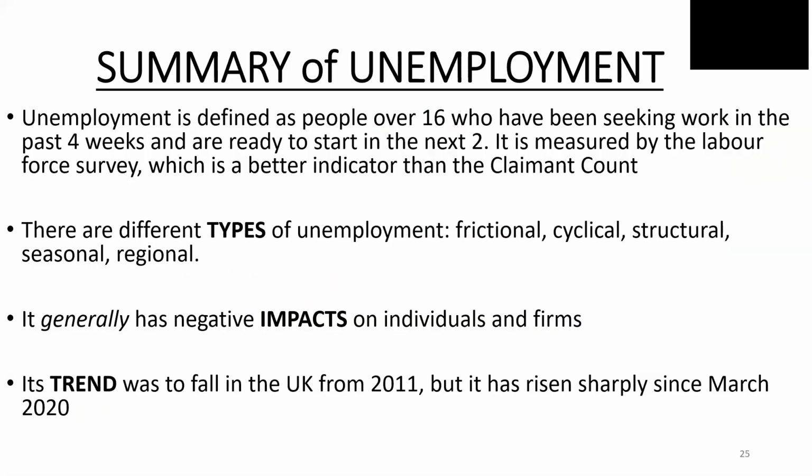So to summarise, unemployment is defined as people over 16 who've been looking for work in the last 4 weeks and ready to start in the next 2. The more reliable measure of unemployment is from the Labour Force Survey. Types of unemployment we looked at were frictional, cyclical and structural. It's generally got negative impacts on individuals and firms. And the unemployment rate was falling pretty impressively from 2011 onwards, down to some of the lowest unemployment we'd ever experienced. But since the coronavirus crisis happened and we went into lockdown in March, it's risen up again.